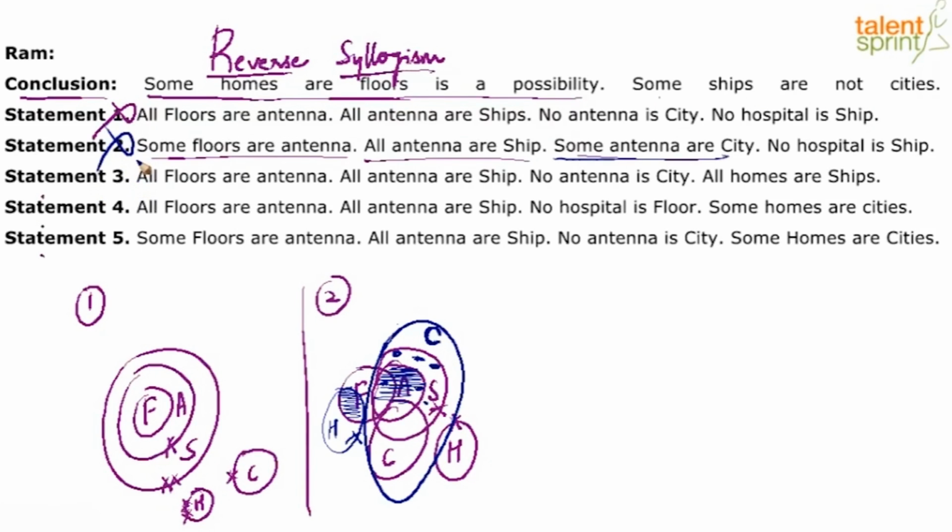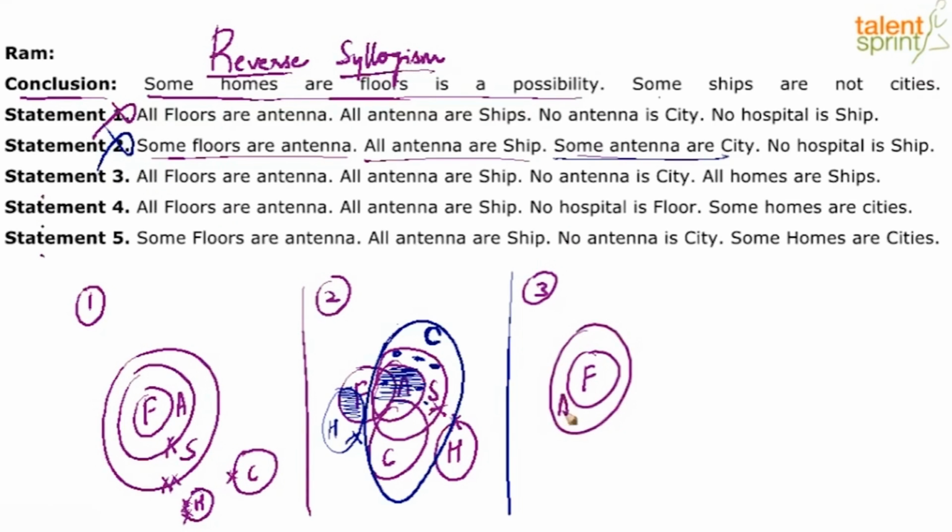Option 2 also fails. Look at option 3 now. What does it say? All floors are antenna. All antenna are ship. Some antenna are city.